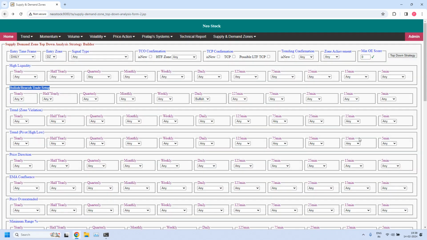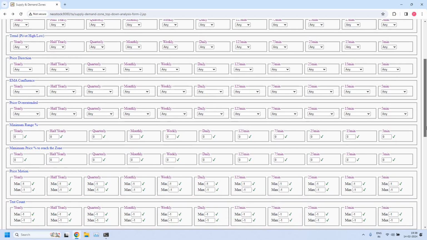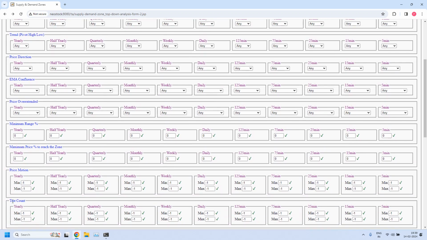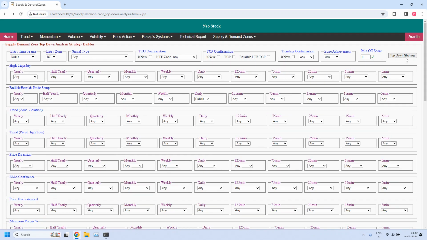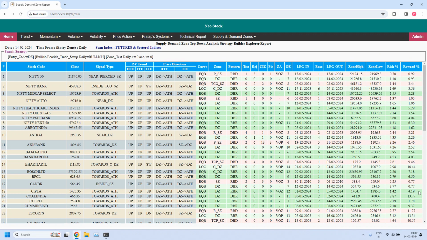So let me go back. In this page, there is a parameter called test count. Look into the last parameter, test count. So in daily time frame, I am setting the value zeros. Minimum value 0, maximum value 0. That means only those stocks having 0 test count will be displayed. Now the list is reduced, but still it is a big list. But all these demand zones are having 0 test count because we have selected our entry zone as a demand zone. So that's why demand zone test count is 0. Because we are interested only in demand zones because this is a bullish trade setup.